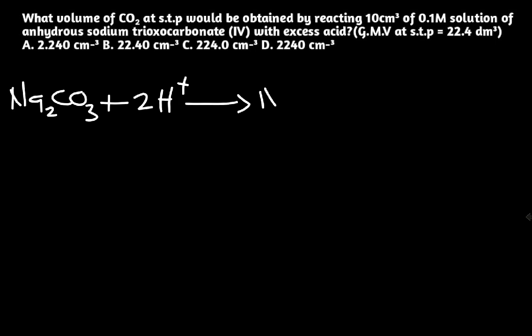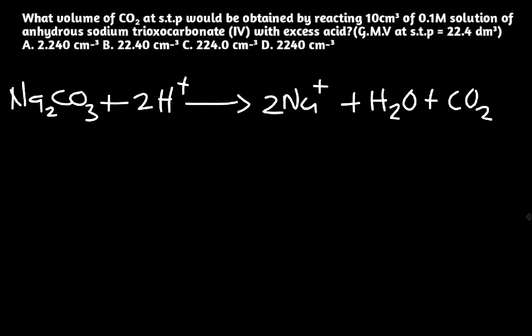Now we would get the sodium salt, but this time it's in the form of ions, 2Na+, plus we would still get water, H2O, and we would get CO2, carbon dioxide. And from our question, we are asked to solve for the volume of carbon dioxide at STP. Now, this is the first step. This equation is balanced. Now, let's bring out our mole ratio.